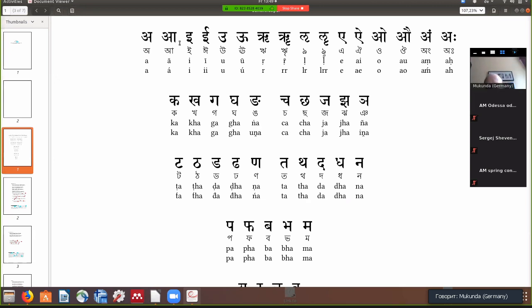The second letter is then the aspirated equivalent of that.